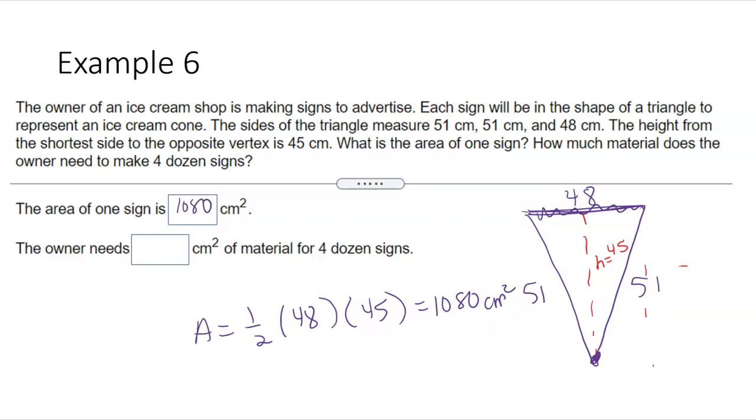And how much material for 4 dozen? Well, 4 dozen is 4 times 12. That's 48. So we're going to take this number and multiply it by 48. We're going to get 51,840.